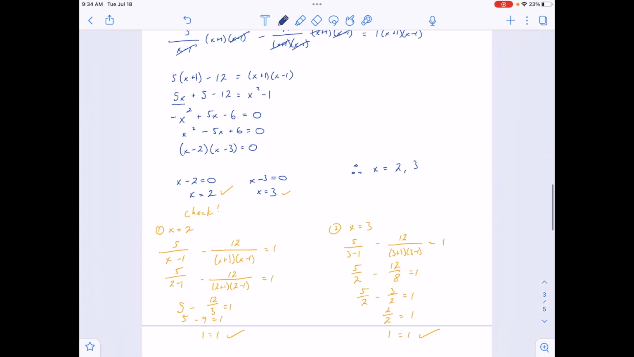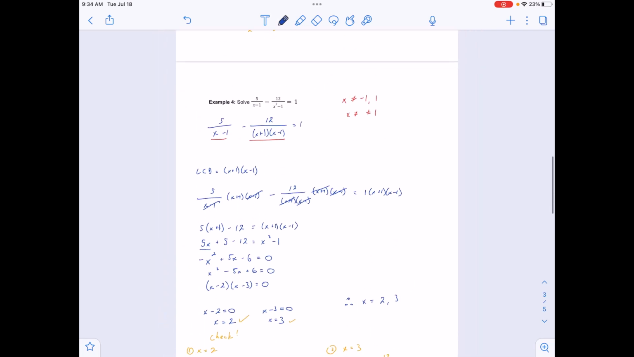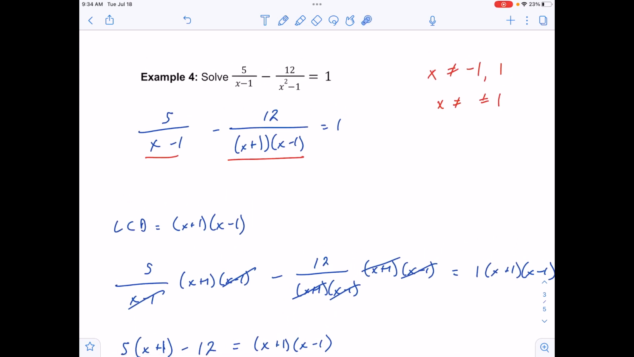Okay, so to recap in terms of what we did here, for every single one of these problems, we found a lowest common denominator. We started by stating restrictions. We found the lowest common denominator and then multiplied that by every single term in the equation. We reduced, and then we solved as if it was a polynomial equation. Okay, pretty straightforward. Good luck, everybody.